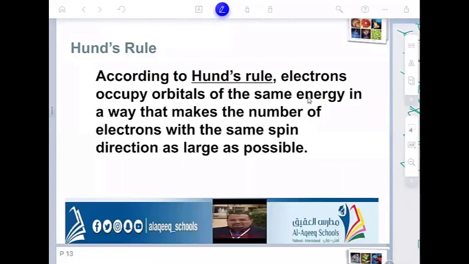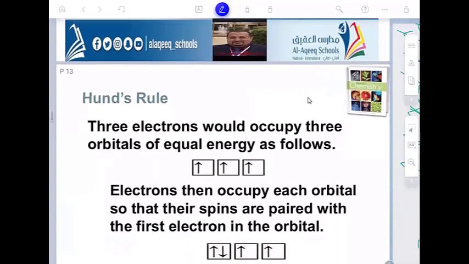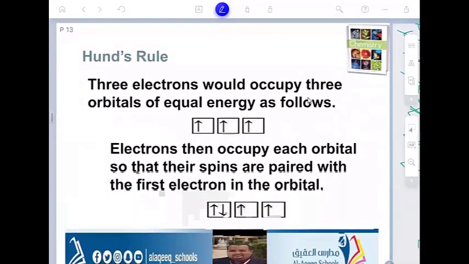Hund's rule says something. While filling the electrons in orbitals, you have to fill them singly or individually first. How come? Look at this drawing. If you are filling the 3 orbitals of p, for example, you remember p has how many orbitals? 3. Yes? 3p. Okay, guys?